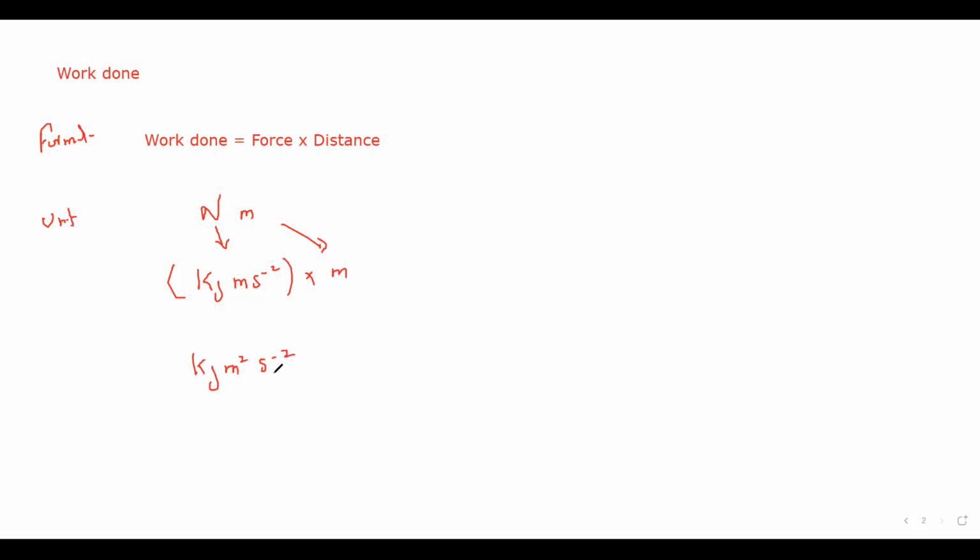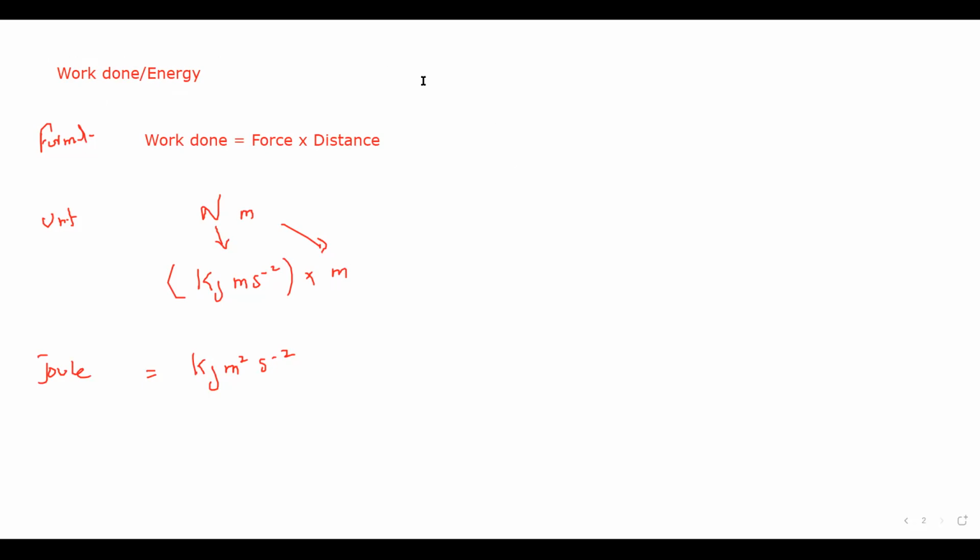So this is the base unit of work done or energy, because work and energy are the same thing. Whenever there is work done, there will be energy either transferred or stored. And we know the unit of energy is joule. So basically joule is equivalent to kilogram meter square second raised to power minus 2.